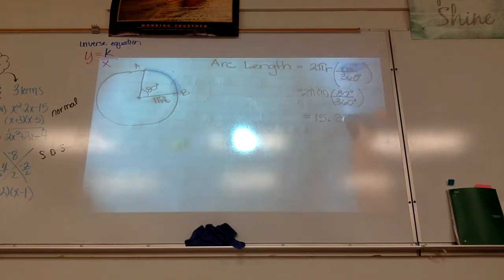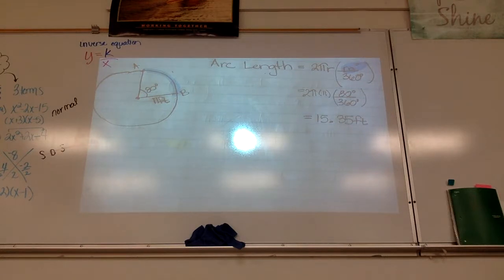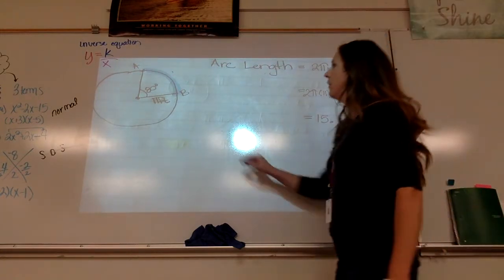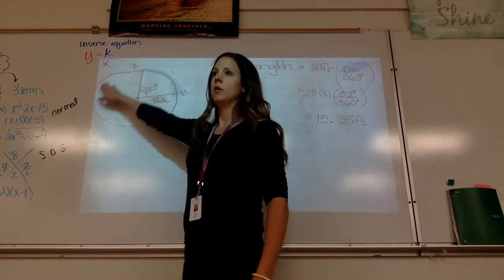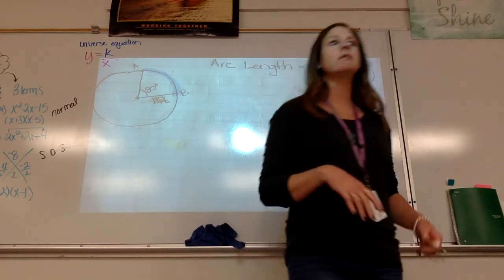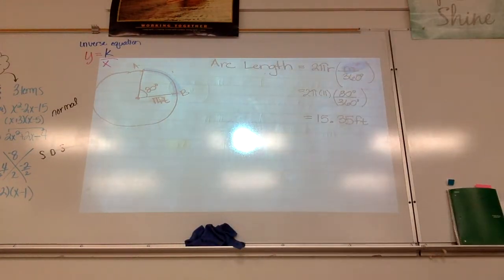So for the sake of time, I'm just doing it myself. You're going to have to trust me, or you're going to want to try it. But the length is 15.35, 15.4, something like that. You may be off a little bit, depending on what you used for pi. 15.35 is labeled with what? Feet. Why feet? Because that's what the measurement was of the radius.